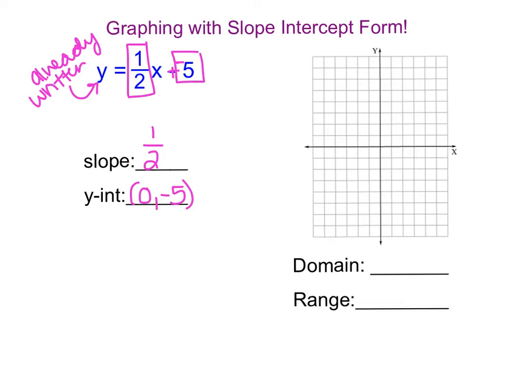So in order to graph this on my coordinate plane, I'm going to start by going to my y-intercept value. So I know that I'm crossing the y-intercept when y is -5, so I can go plot 0, -1, 2, 3, 4, 5. So I can plot that point. X is 0, y is -5.